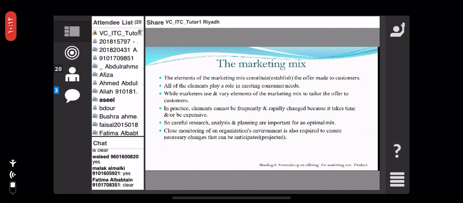Close monitoring of an organization's environment is also required to ensure necessary changes that can be anticipated. Okay, close monitoring. This is very important. To look at the market from a very close view.